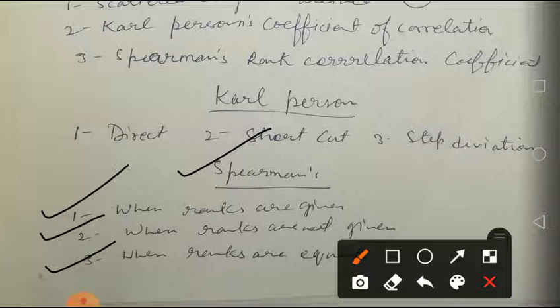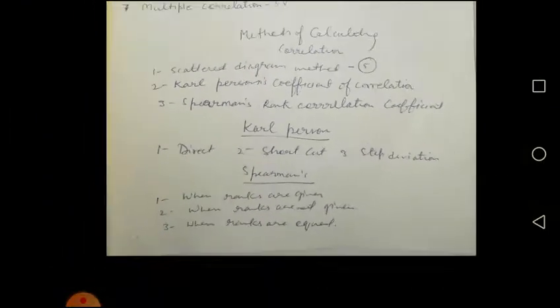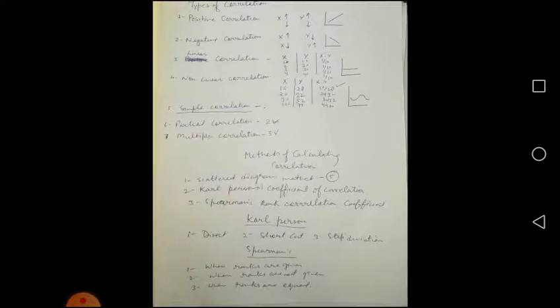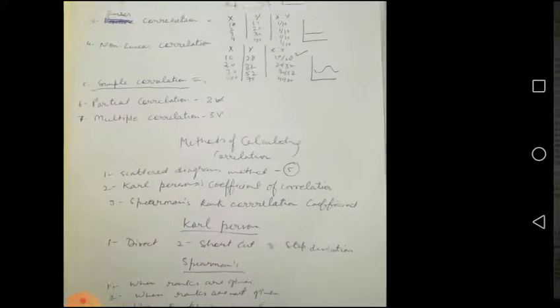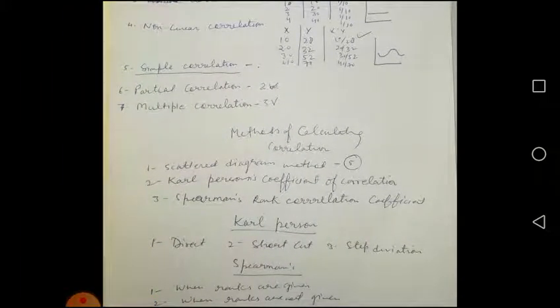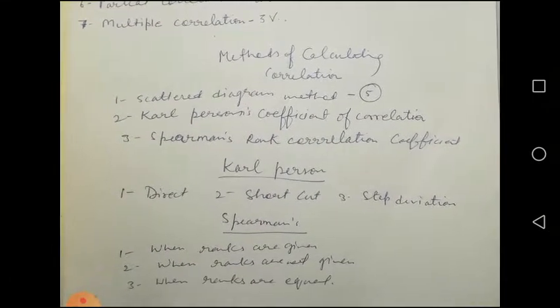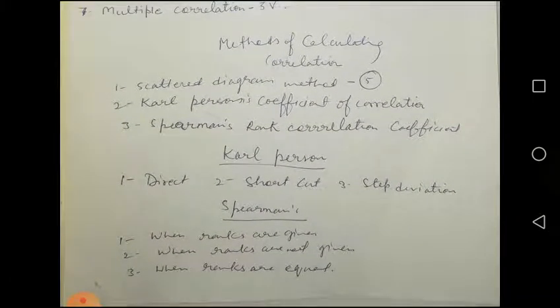So students, I hope it is clear what we have discussed today in the session of statistics in class 11th. We have covered the types of correlation, 7 types in all. After that we discussed the methods of calculating correlation. There are 3 methods, but now we will study only Karl Pearson's and Spearman's methods. So we have covered these topics. From now onwards, only the numerical calculations and formulas are left.